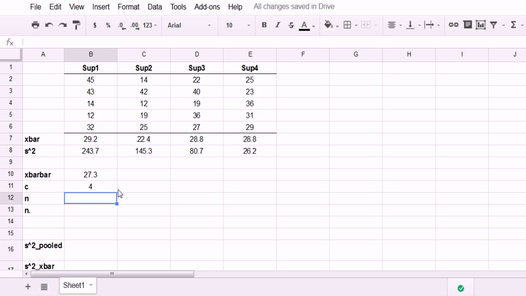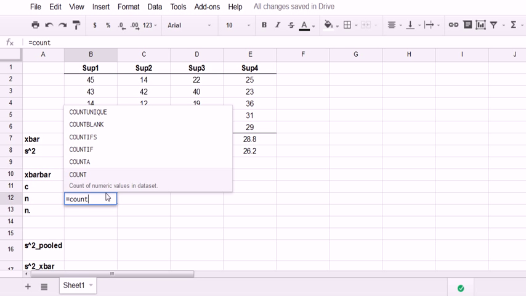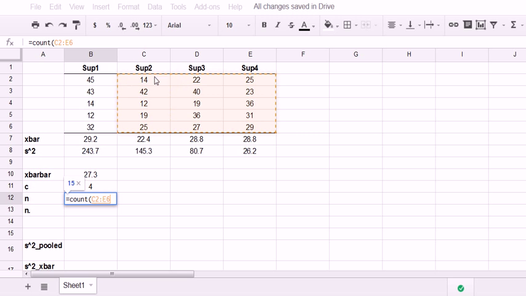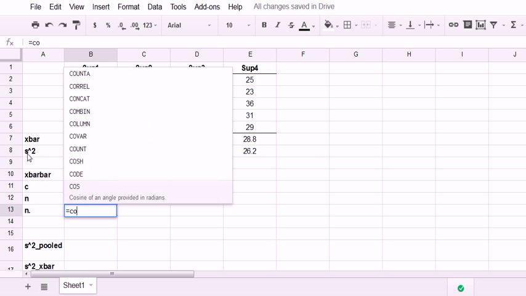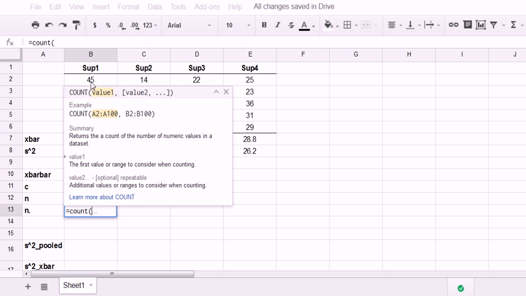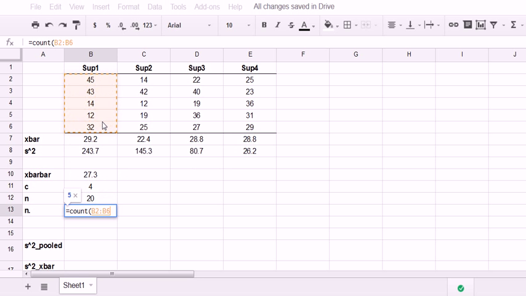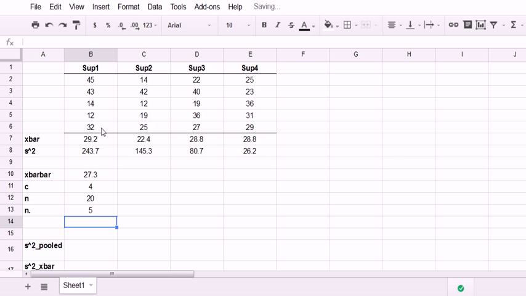N is how many observations there are across all the data. So I would basically need to count all this. You can count it, or you could do count and highlight. Make sure you're just highlighting the data, not what we did in row 7 and 8. And you get 20. N dot is how many observations are in one particular group. In a balanced design, they're all going to have the same number of observations, so you can just count any particular group. So just take group 1, supplier 1, there's 5.